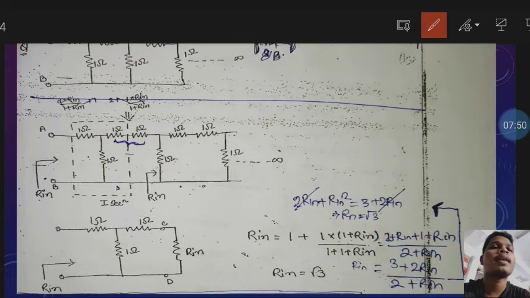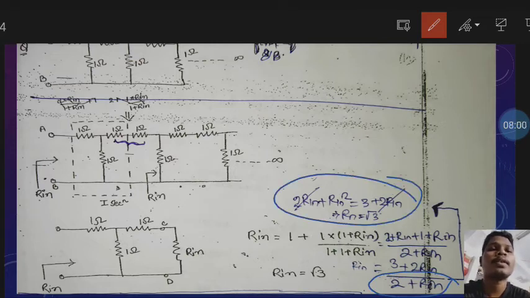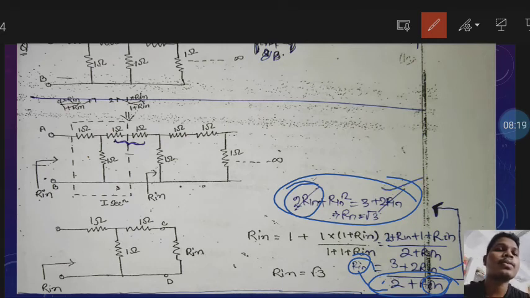Okay, so after transforming this, see here this (2 plus R_in) will be transferred to here. I am showing here, see this picture. Okay, so this 2 will be multiplied with the R_in, that is 2 R_in, and R_in will be multiplied with the R_in, so R_in square will be obtained. At the right hand side that term is left, this term 3 plus 2 R_in. So after calculating this, R_in square and 3 will be left.